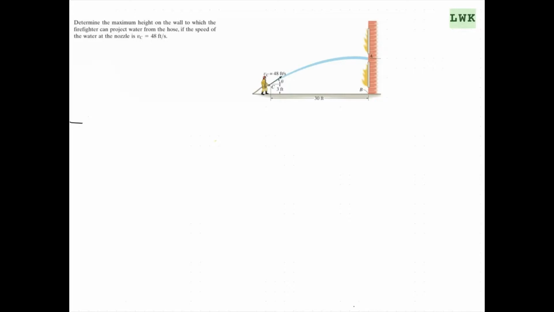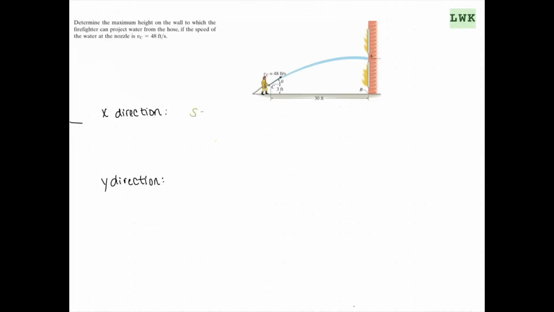Okay, so let's look at one more. Determine the maximum height on the wall to which the firefighter can project water from the hose if the speed of the water at the nozzle is V sub c equals 48 feet per second. Okay, so we're going to write always what we know, so in the x direction and in the y direction. We know the following equations.